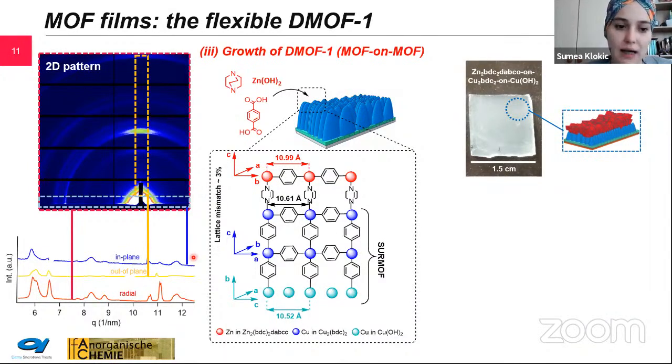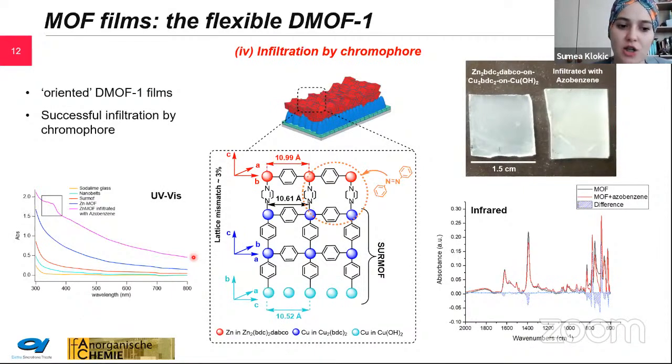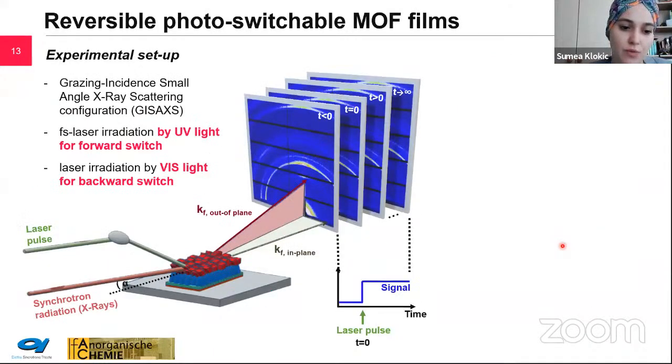We have now grown the DMOF1 structure, and we usually end up with an opaque film as shown here in the picture. So we are now ready to implement the photoresponsive unit, and we do so by infiltrating the chromophore, which usually we use azobenzene here, inside of the MOF pores, which gives us usually these yellowish MOF films. The successful loading we confirmed by infrared measurements, which were then supported by UV-vis. So now we are at the stage where we are ready to photoswitch our photoresponsive MOF films. I will shortly show you this experimental setup that we typically employ.